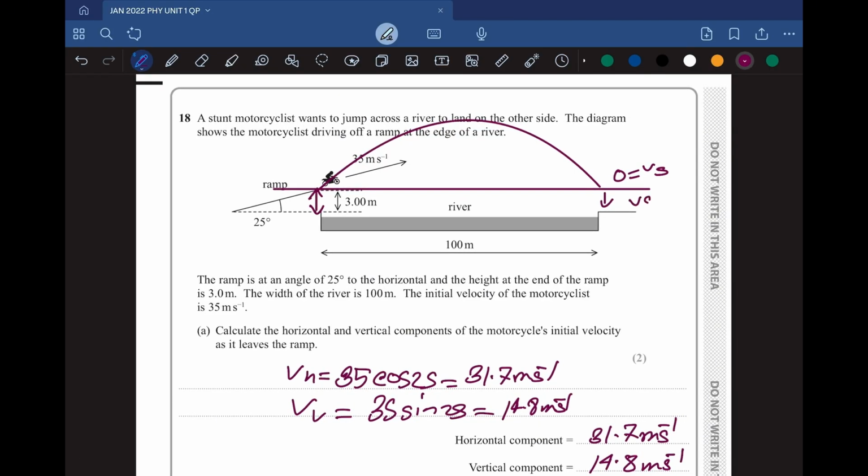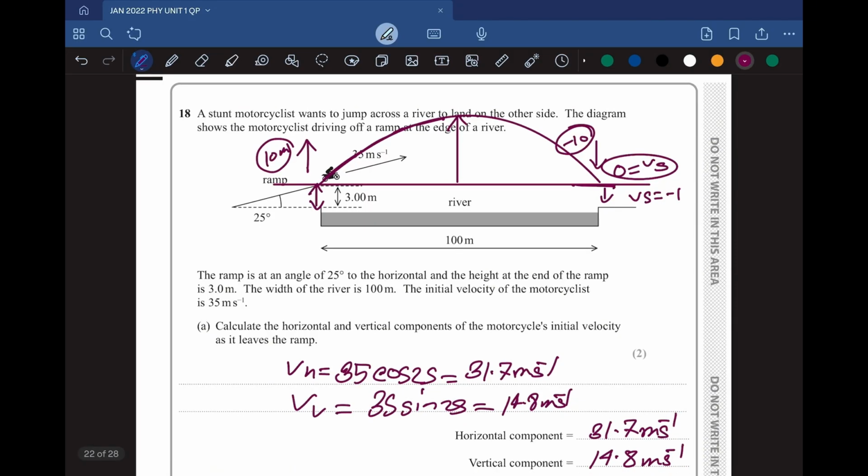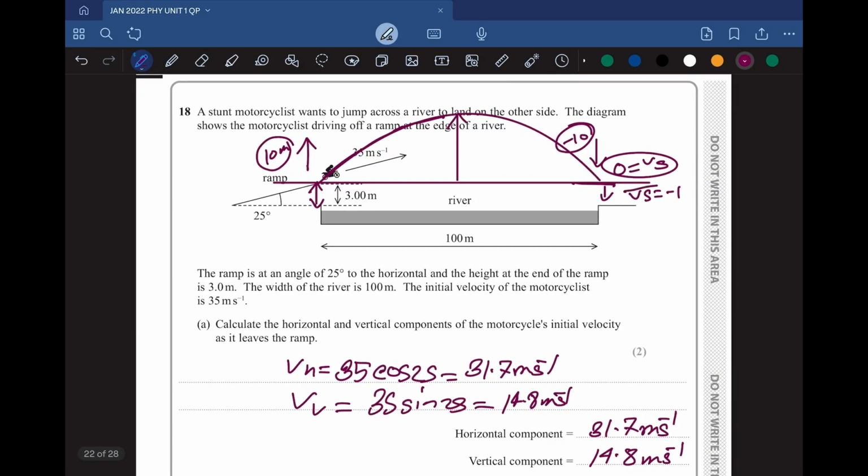And then when it goes down again, it will have a negative vertical displacement, right? Because when it goes up it has a positive vertical displacement, and when it comes down it has a negative vertical displacement. Let's say the height it reached while going up was 10 meter, and when it comes down it also covers minus 10 meter. That's why the plus 10 and minus 10 becomes 0. That's why it has a vertical displacement of 0 when it has reached the same height from which it was released.